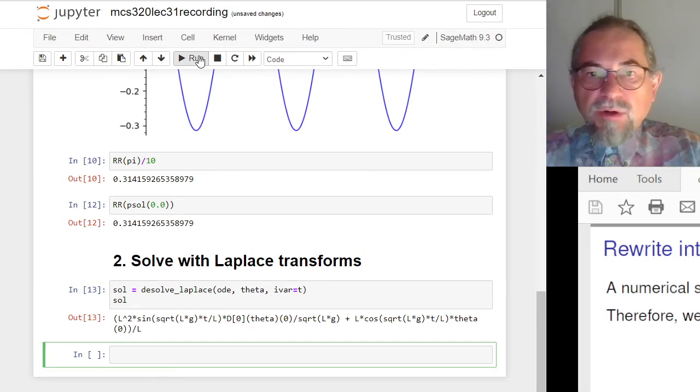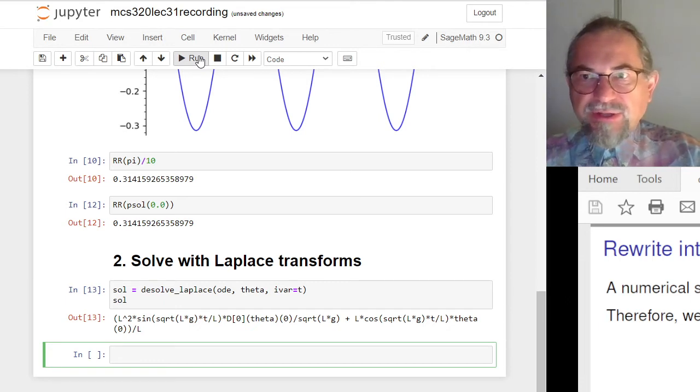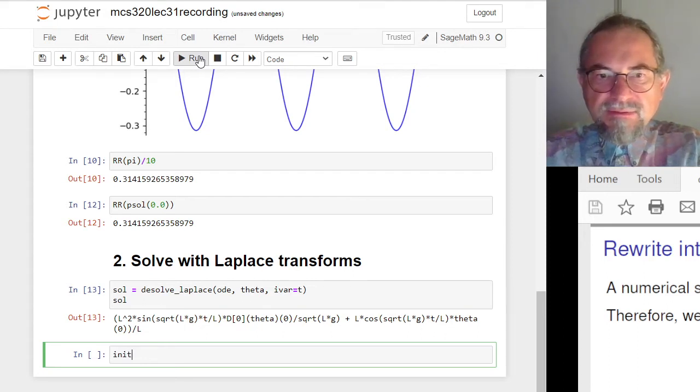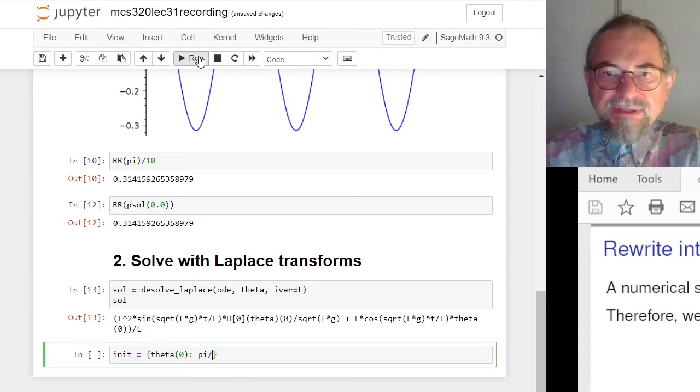Here we go. So what we see now is that we have the initial conditions sitting in there. So I did not provide the initial conditions. So we can substitute them in, and we've seen that dictionaries are very useful for substitutions. So what do I have? I have that theta 0 has to be replaced by pi over 10, and the derivative of theta at 0, that has to be replaced.